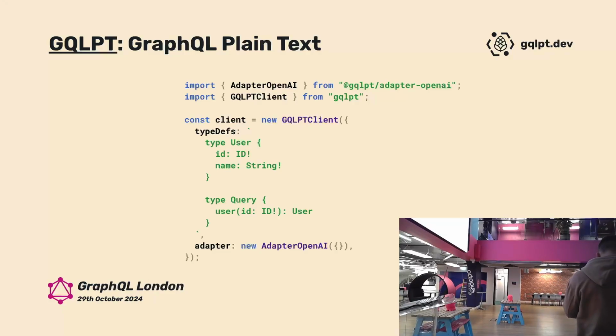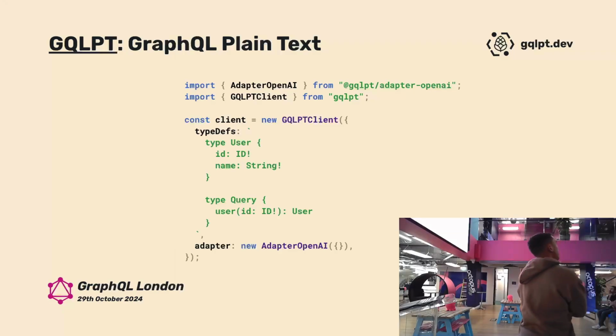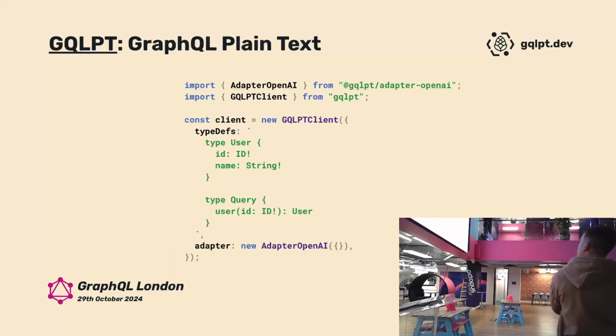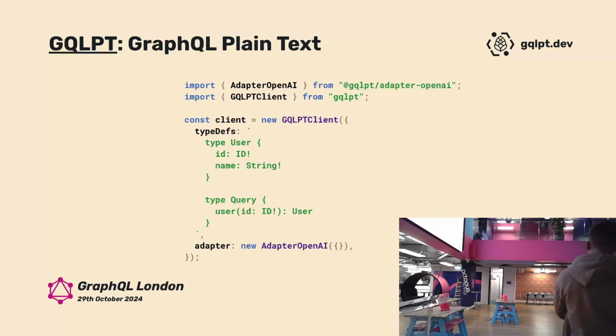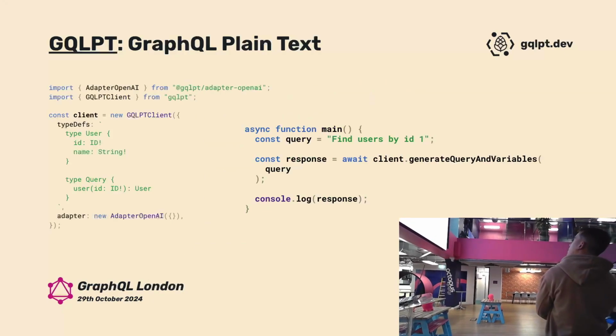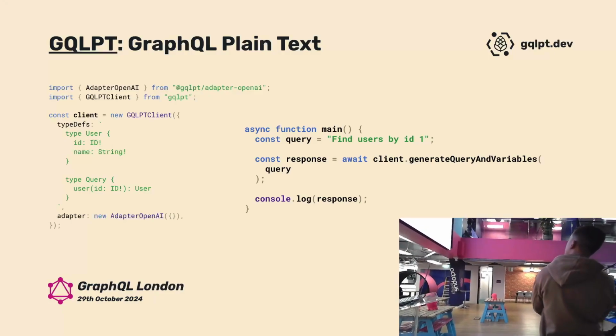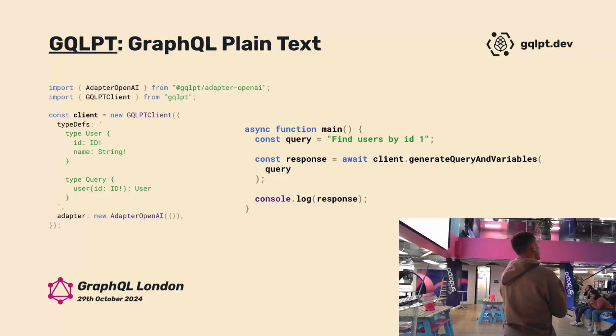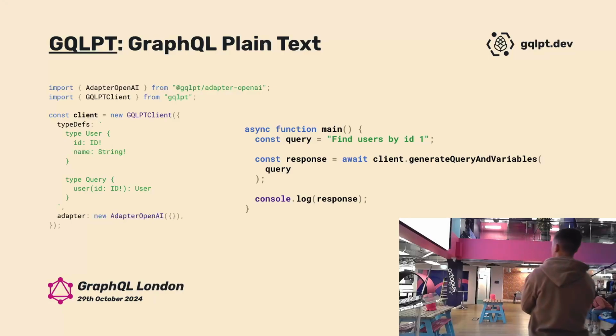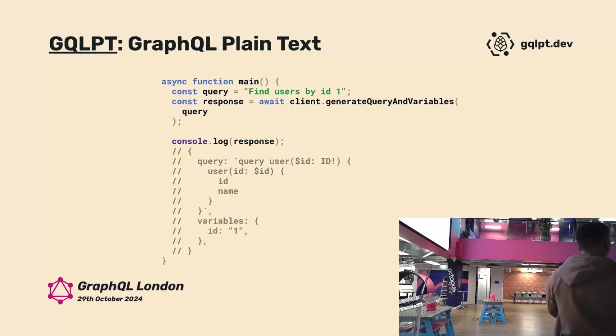This is some TypeScript code, and I don't think the pointer works. But essentially, you start with your schema. So you can see that I've provided just a very basic schema into our GraphQL plain text client, or GQLPT. And then essentially what you can do is call this function called generate query and variables. And this is going to build a big prompt based off of the plain text that you give it and also the schema. And then it's going to send that to a large language model and then parse the response and give it back to you something that looks a little bit like this.